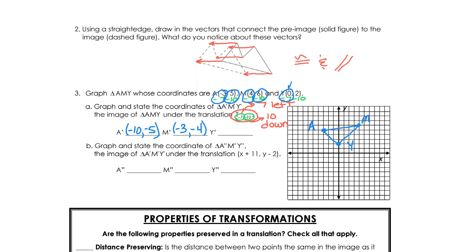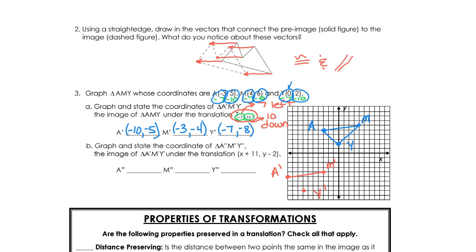For Y prime, we have 0 minus 7, which is -7. And then we have 2 minus 10, which is -8. And now all we have to do is graph those. So -10, -5. Put a dot, call it A prime. -3, -4. Dot, call it M prime. And then -7, -8. Put a dot, call it Y prime.